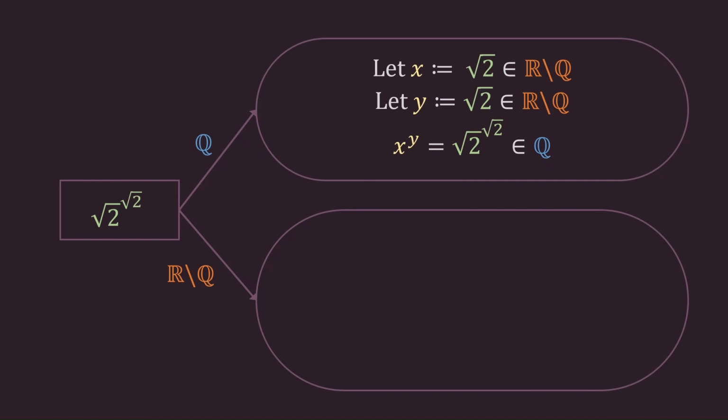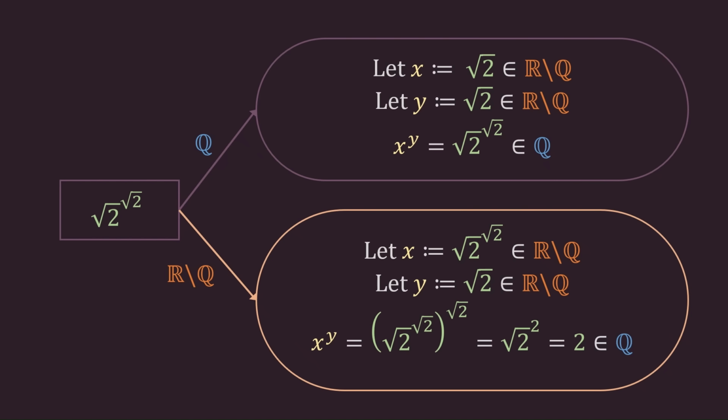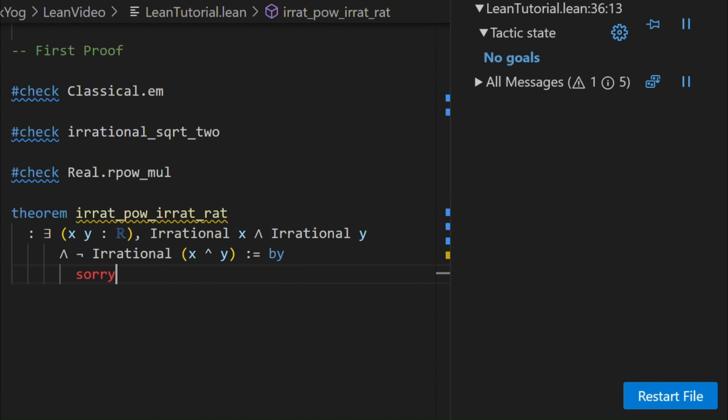If it is irrational, then let x be square root 2 to the power square root 2, which is irrational according to our assumption, and let y be square root 2. X to the power y is now root 2 to the power root 2, whole to the power root 2, which equals root 2 squared, which equals 2, which is rational, and we're done. We still don't know which of these is correct. It all depends on whether root 2 to the power root 2 is rational or irrational. But it doesn't matter, we've proven our theorem for both cases.